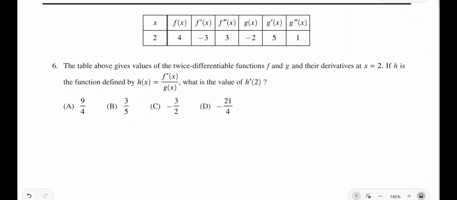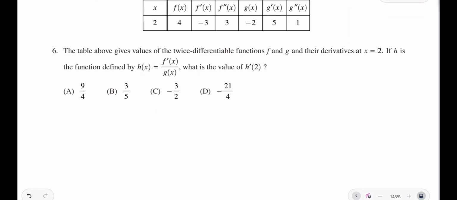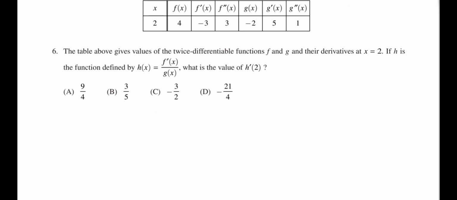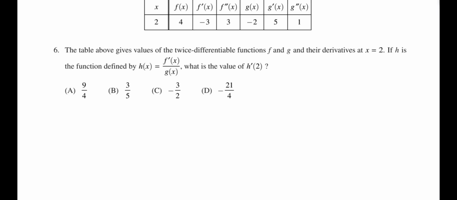Now, number 6. The table above gives values of the twice differentiable functions f and g and their derivatives at x is equal to 2. If h is the function defined by h of x is equal to f prime of x over g of x, what is the value of h prime at 2? All right, so before we get the derivative of h at the x value of 2, let's first compute what h prime of x would be. And this would be the quotient rule.